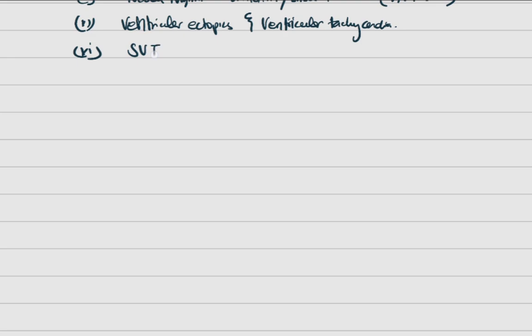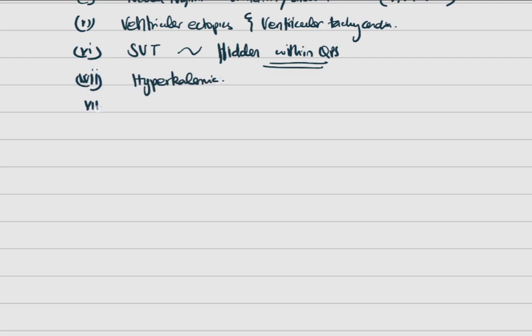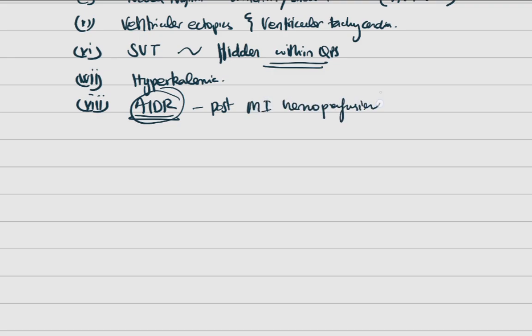Then supraventricular tachycardia, where the P wave could be hidden within the QRS complex, so that it is not visible. And a few other rare causes like hyperkalemia, where there could be absent P wave, and accelerated idioventricular rhythm. Accelerated idioventricular rhythm is most commonly seen post MI reperfusion. Yeah, this is commonly seen.